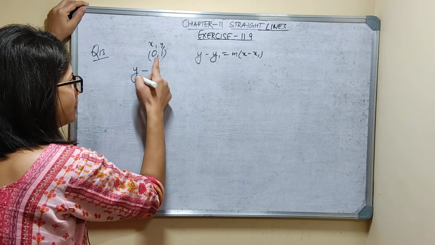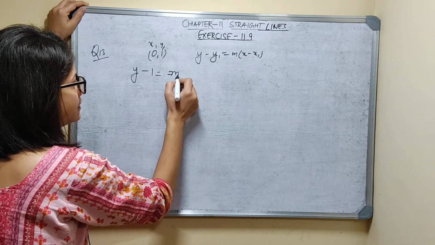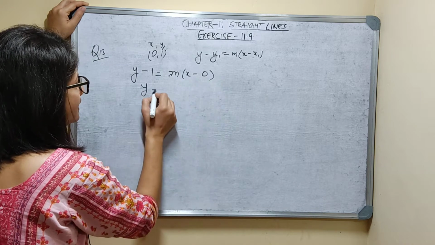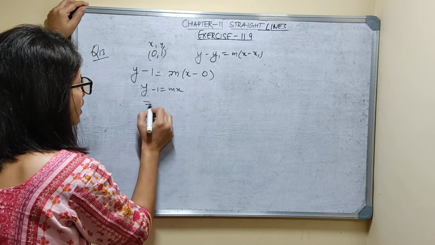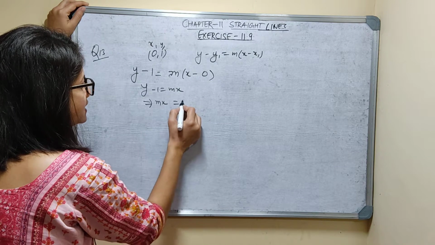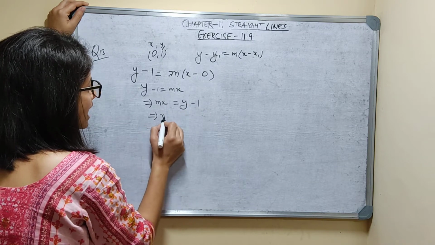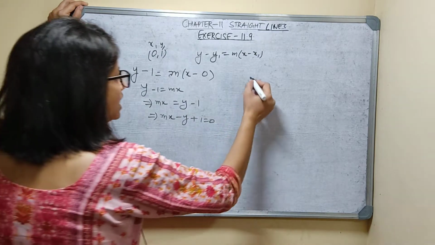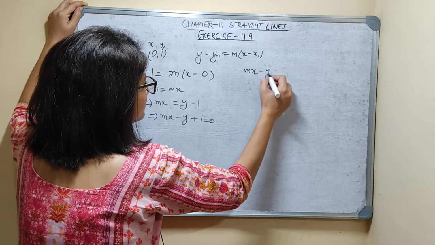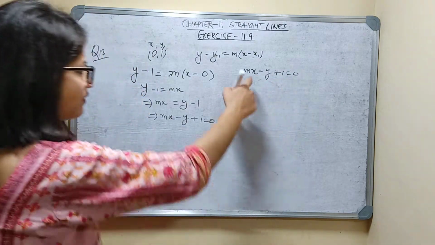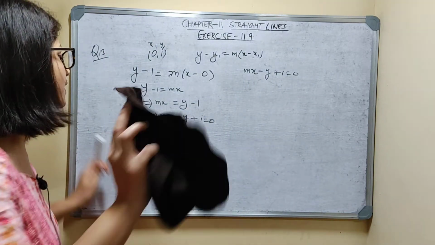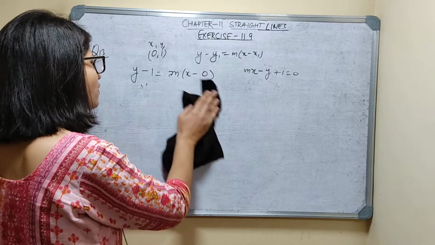y minus y1 is equal to m into (x minus 0). So y minus 1 is equal to mx, or I can write mx is equal to y minus 1, or mx minus y plus 1 is equal to 0 is the equation. This is in the form ax plus by plus c is equal to 0. I have to write it in that form.